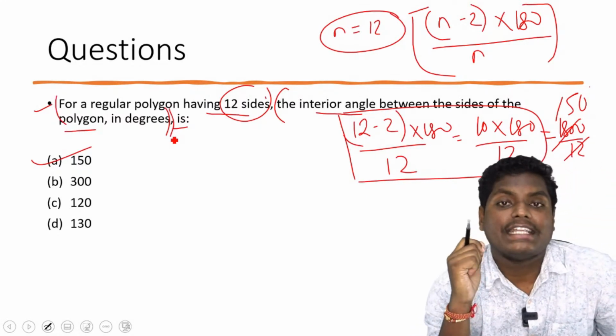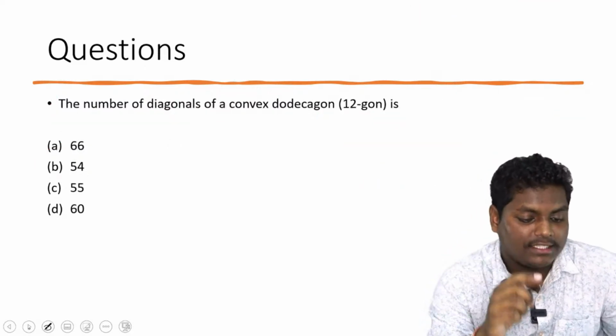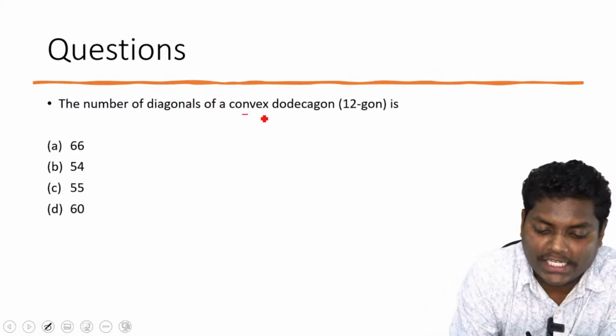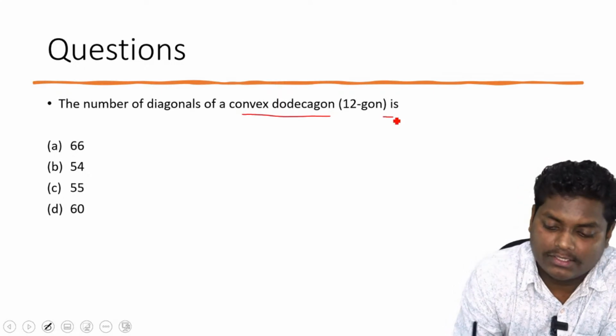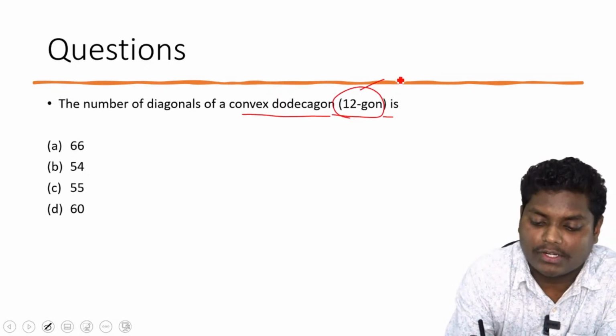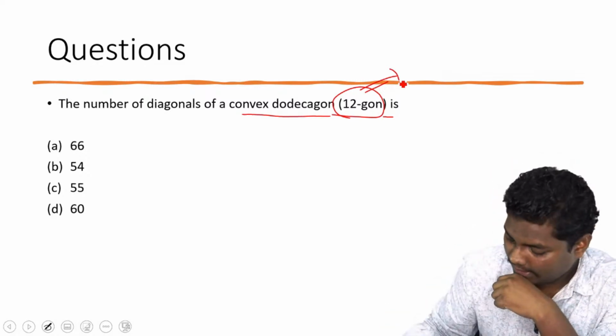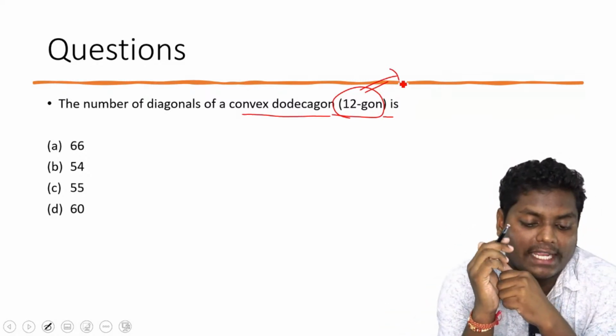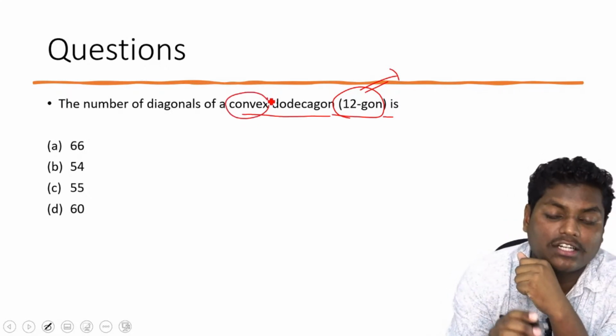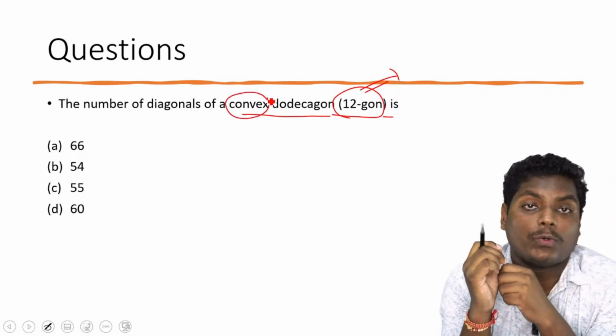Now moving to the next question. The number of diagonals of a convex dodecagon is, so they have also given you the number of sides for reference. A dodecagon has 12 sides. Try solving this out, the number of diagonals. Now if you can see, there is a term used here, convex dodecagon.